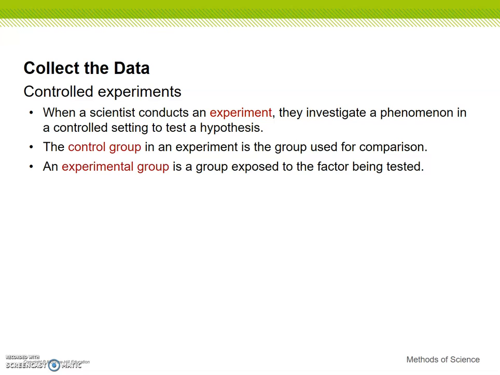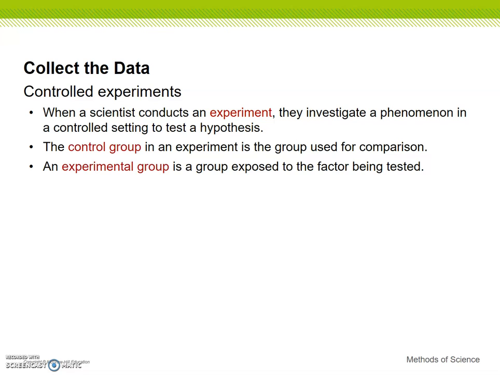Another part of the scientific method is to conduct an experiment. When a scientist conducts an experiment, they investigate a phenomenon in a controlled setting to test a hypothesis. A controlled setting means part of the experiment isn't modified or affected in any way, and part of it is, and then you can take the results of both and compare them to one another.